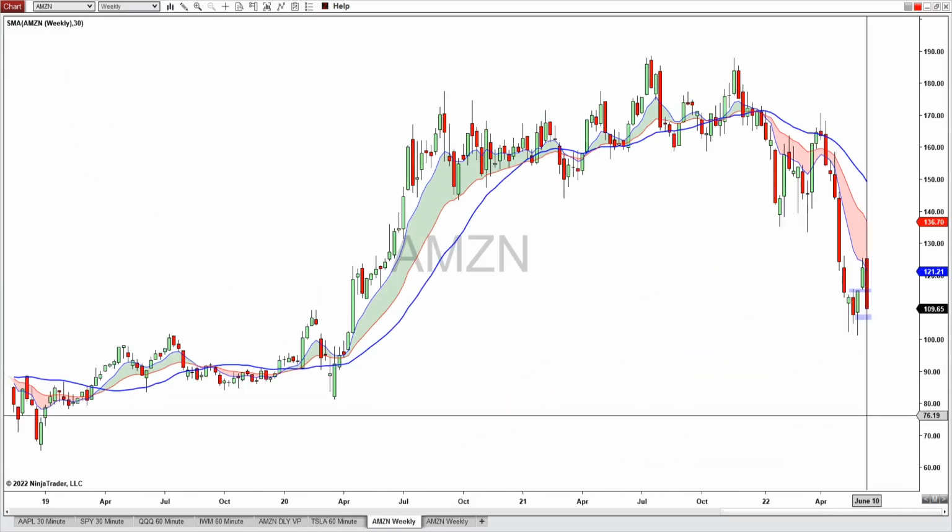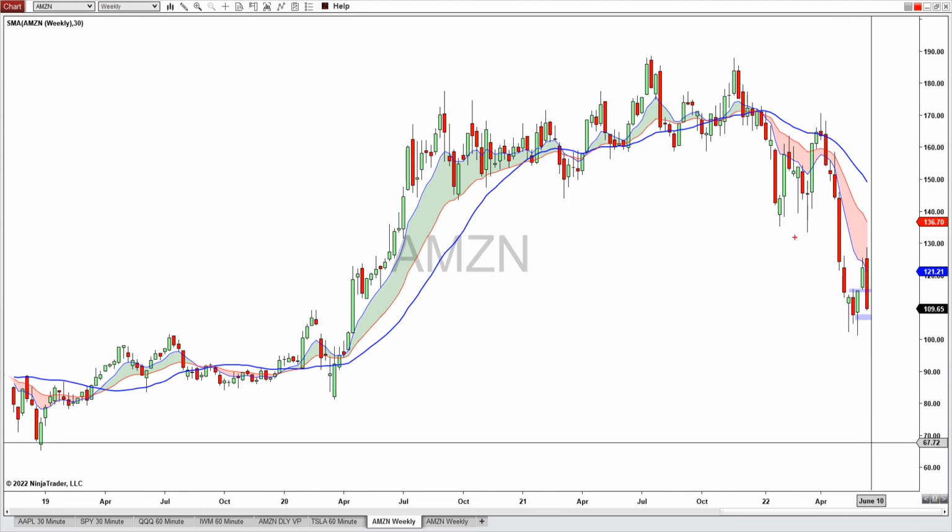All right, let's take a look at Amazon here on this weekly chart. As you can see on Amazon, it looks like there is a double top here. And last week it finished up with an outside bar. So we'll see if this high or the low gets taken out next week, and that will give us a clue on the direction it might take.